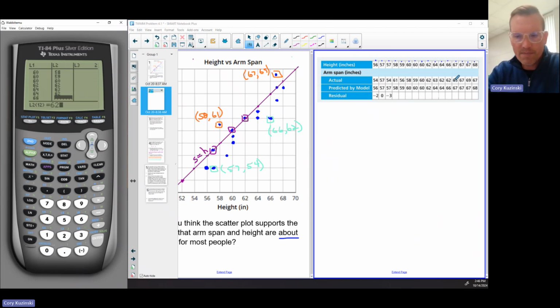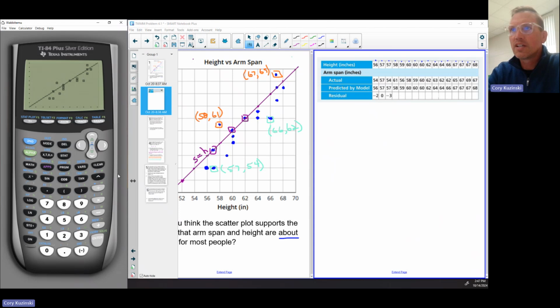62, 65, 67, 69, and 67. Oh, messed that one up. 67, 69, 67. Now we got them all. So if I go to my window and I go 50 to 70, scaled by 2s, and 50 to 70, scaled by 2s. Turn that on. There's my graph. Okay, same thing. All right, and if I graph this, it would be y equals x.